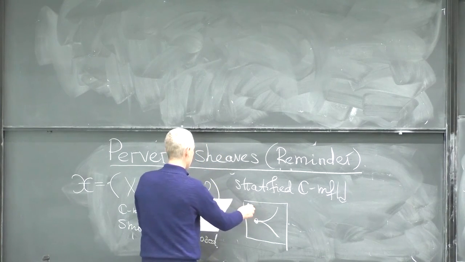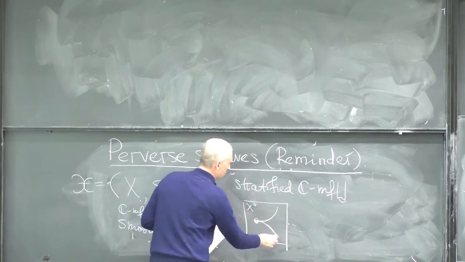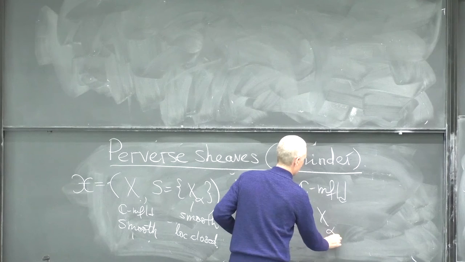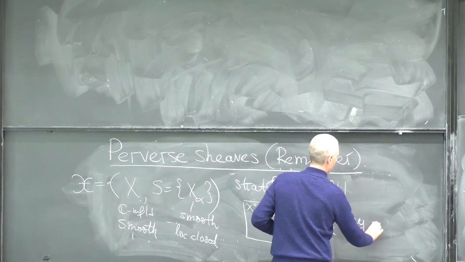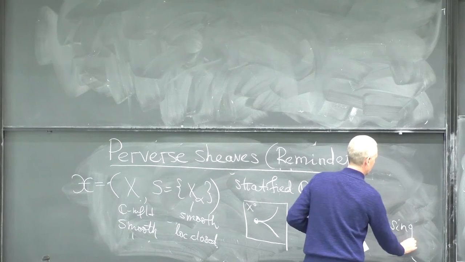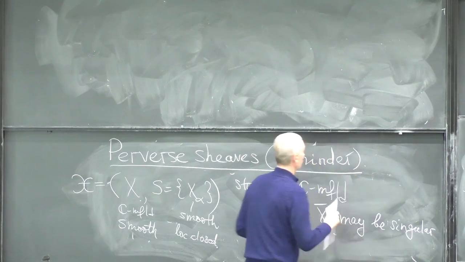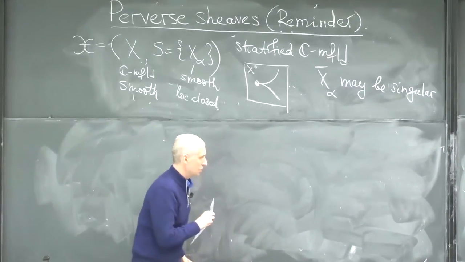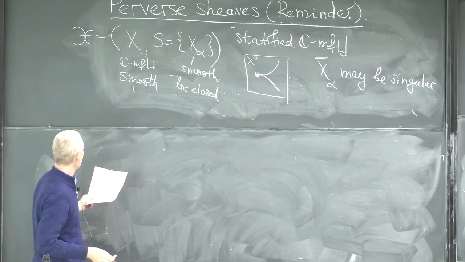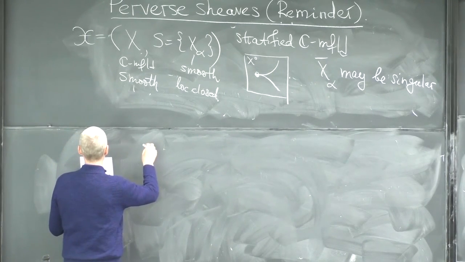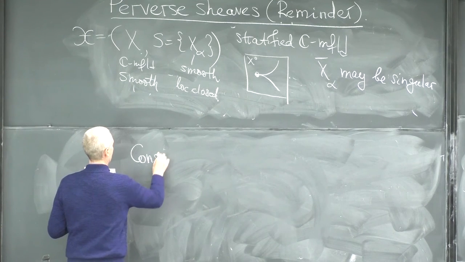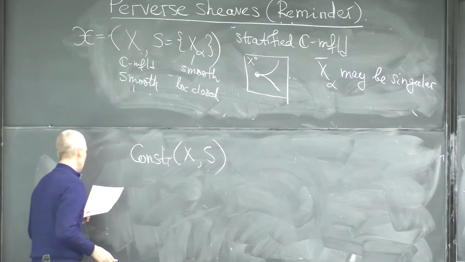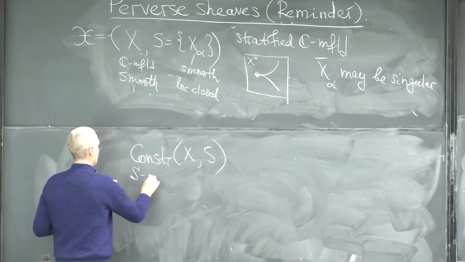So then the open thing is a stratum. So this thing is a stratum and the point is a stratum. So x alpha bar may be singular. So in this case, we can speak, as Pierre Shapira already explained this morning, we can speak about constructible sheaves, consider the category constructible of X, S. It's the category of S-constructible sheaves.